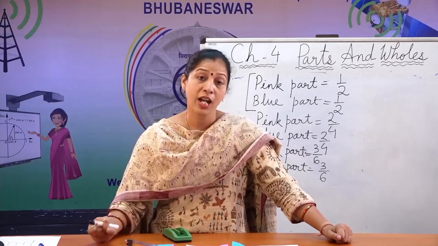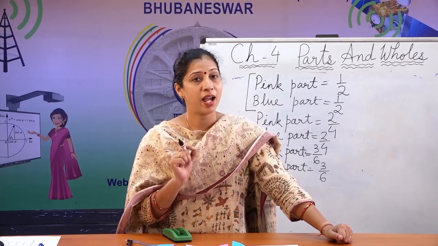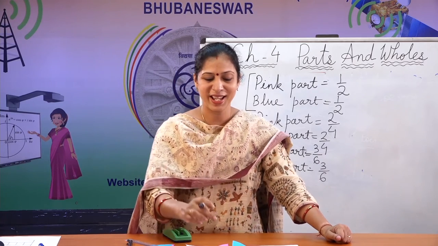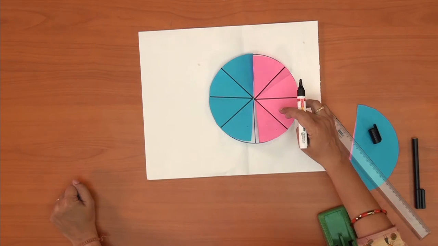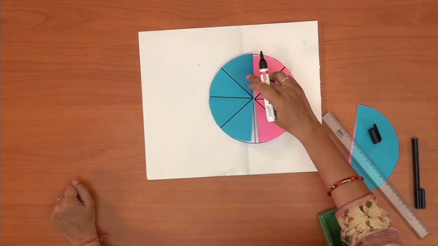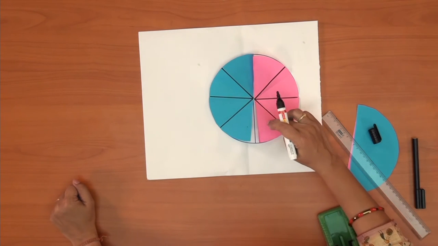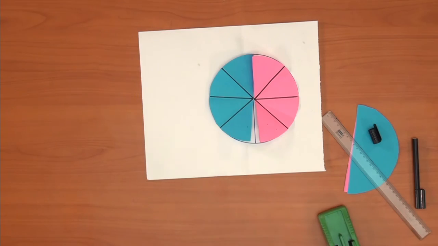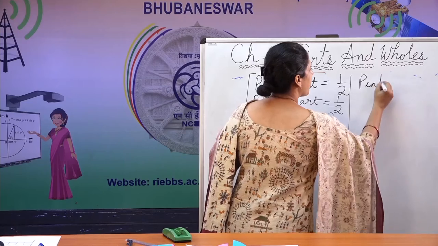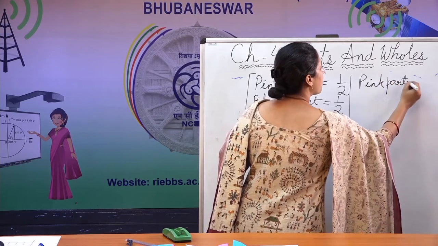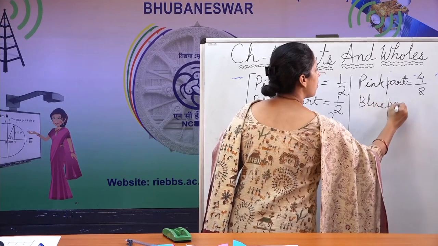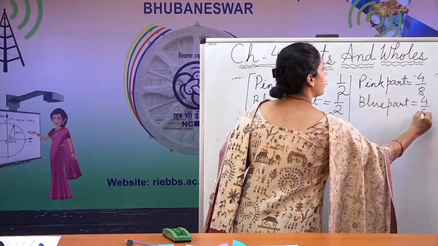Now the question is, how many pink parts are colored and how many blue parts are colored? Can you count on your own? Yes. 1, 2, 3, 4. Out of how many parts? The total number of parts. 1, 2, 3, 4, 5, 6, 7, 8. So now the pink part is equal to 4 parts out of 8 parts, and the blue part is also 4 parts out of 8 parts.